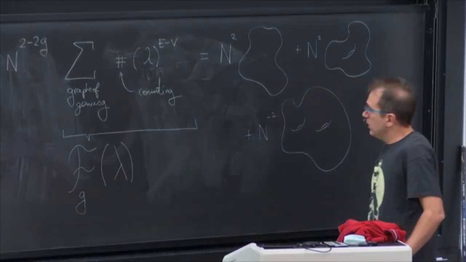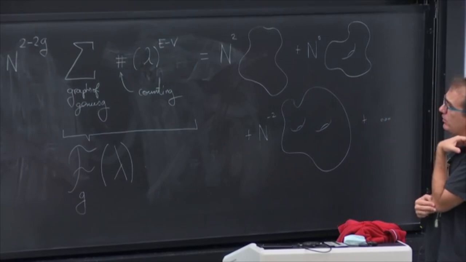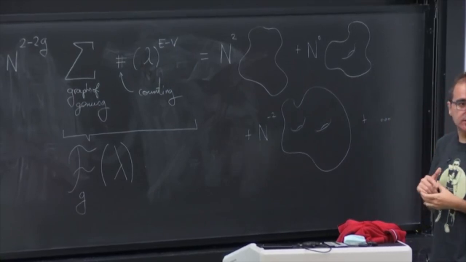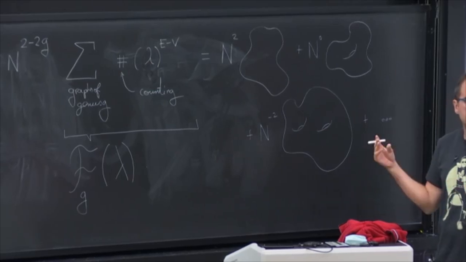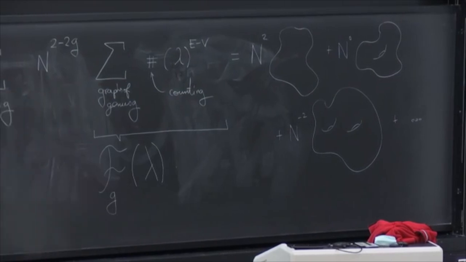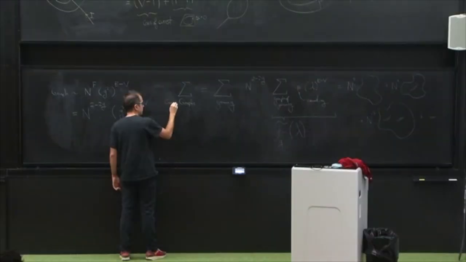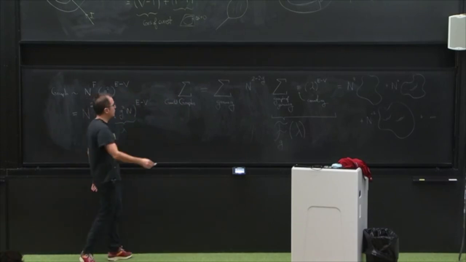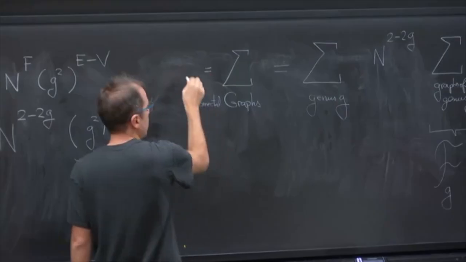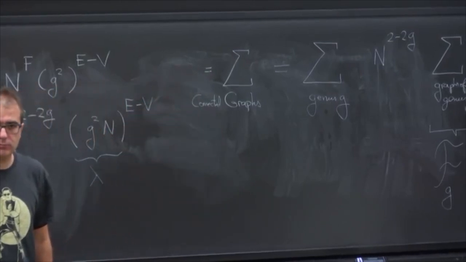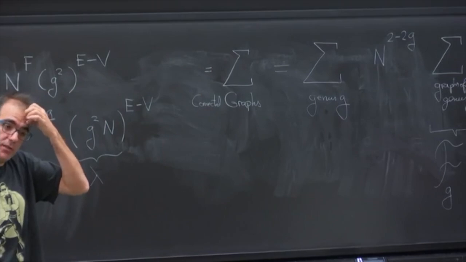Now here, I'm implicitly assuming that I sum over all connected graphs, at least in this picture. I never drew a sphere times a sphere. Well, let's be precise. Let's say that here we sum over all connected graphs. And then what would this quantity be? What should I put here so that I really have an equation? What function would this be?